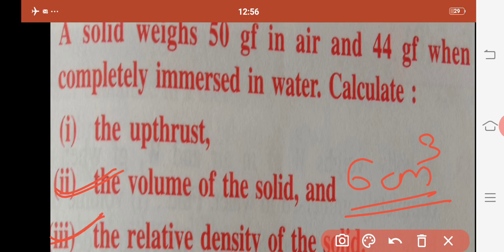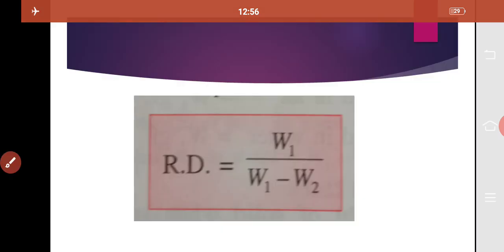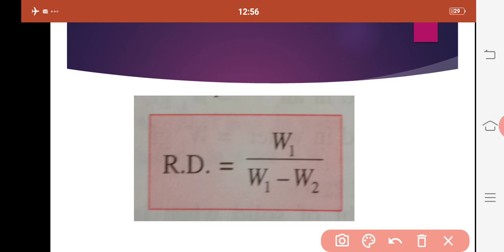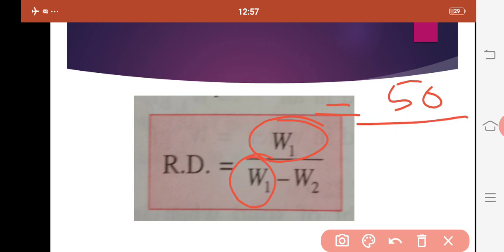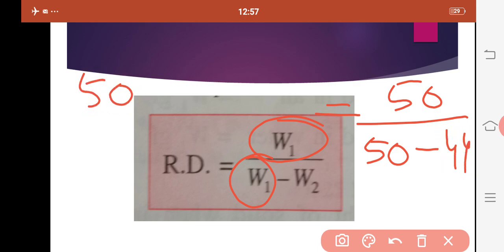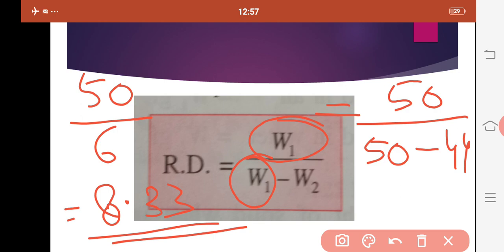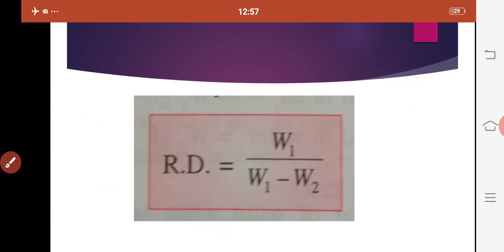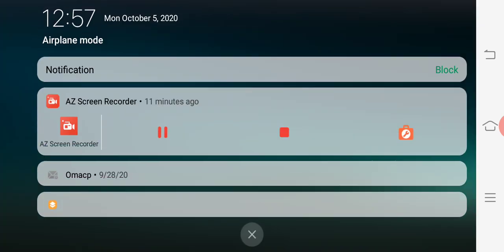Now the third thing asked is the relative density of the solid. Putting in this particular formula, we have W1, weight of solid in air as 50 gram force, minus weight of solid in water as 44. Therefore we have 50 upon 6, which will give you 8.33, and we know that relative density is unitless, it does not have any unit. Therefore 8.33 will be the relative density of the solid. Okay, do try the numericals related to this.